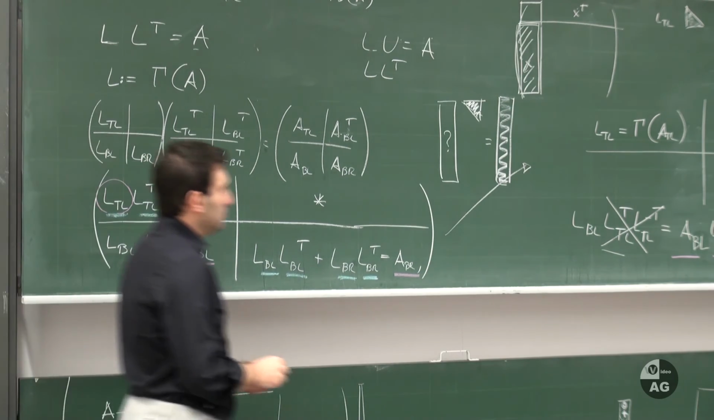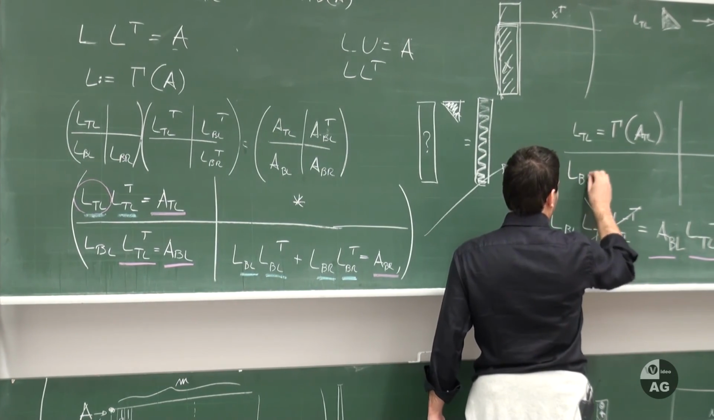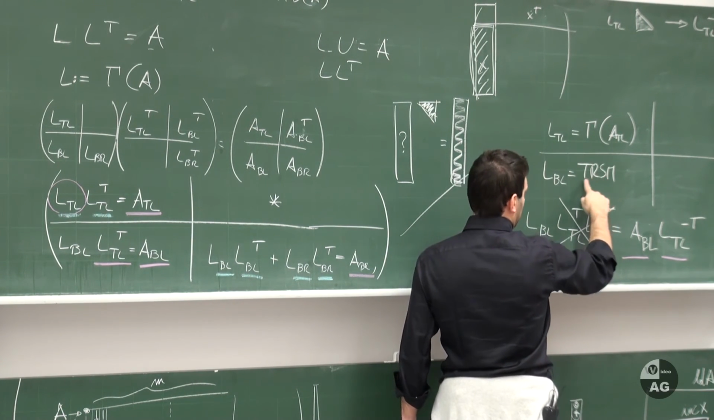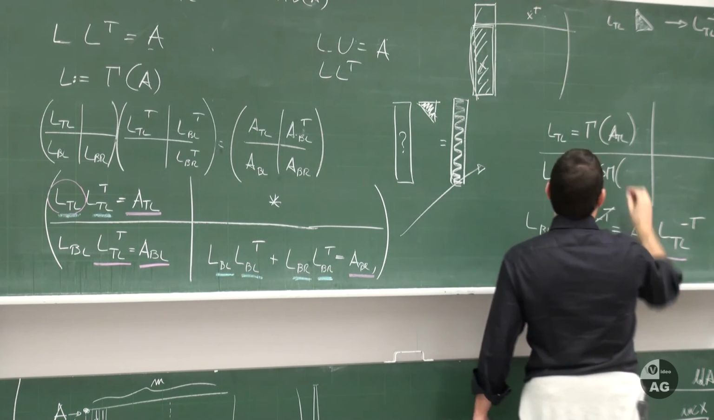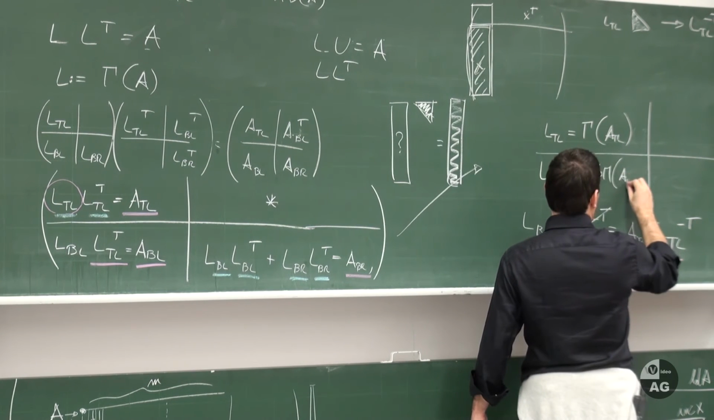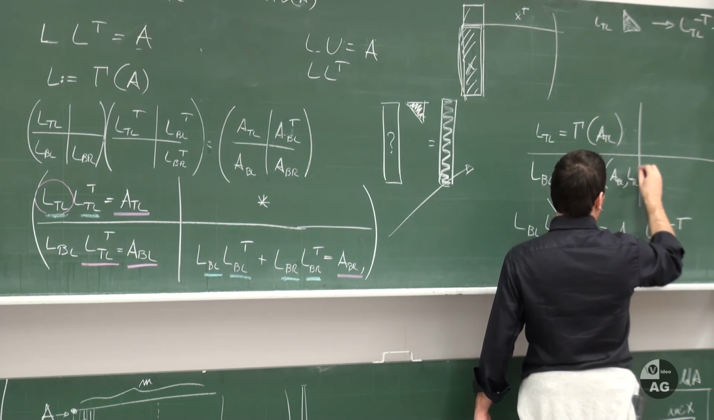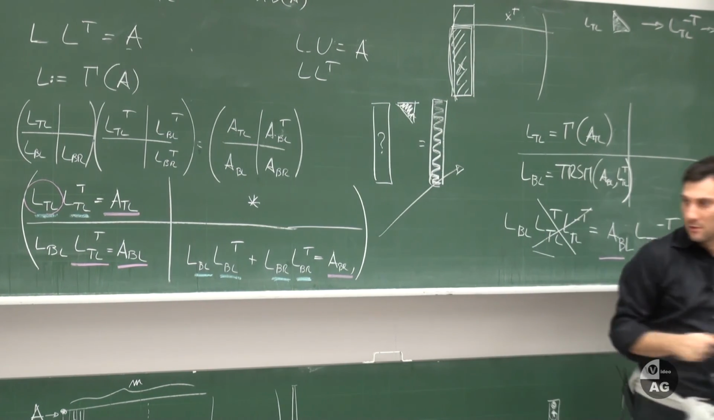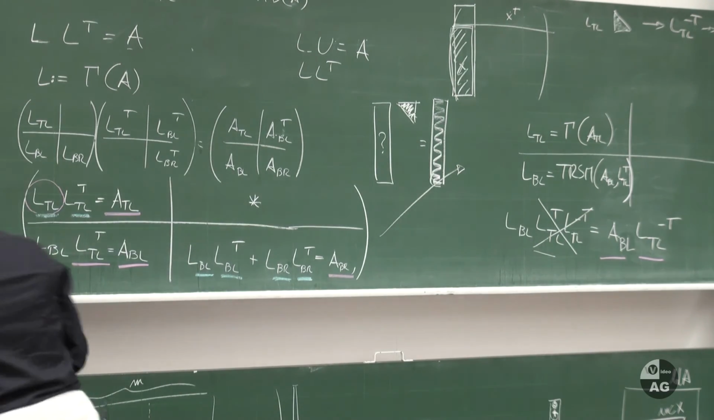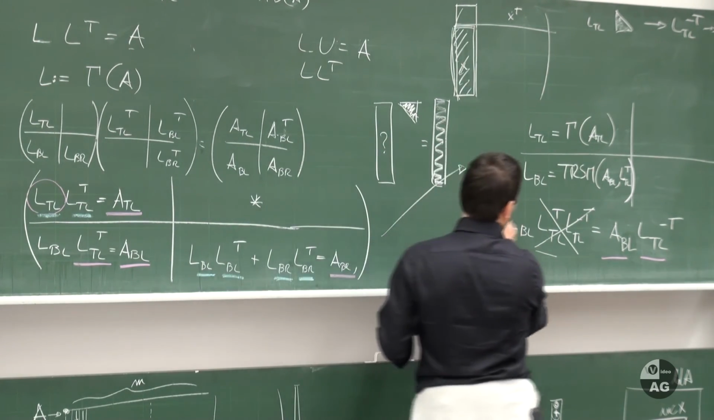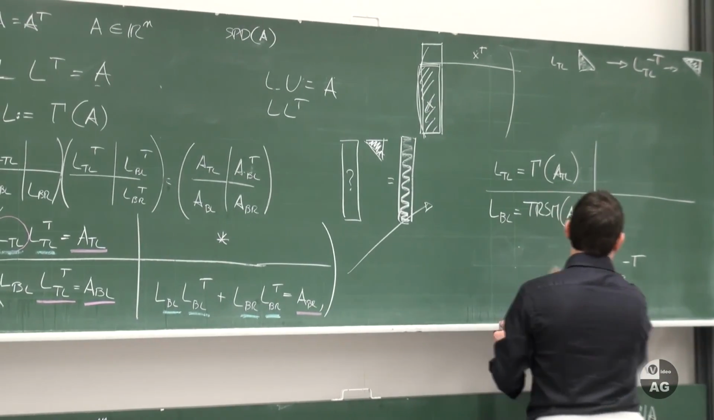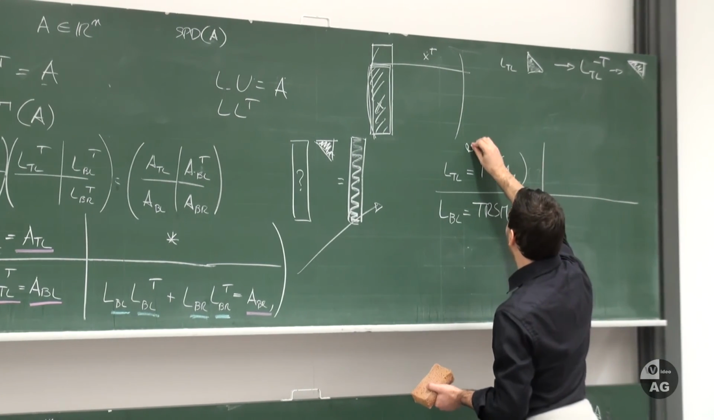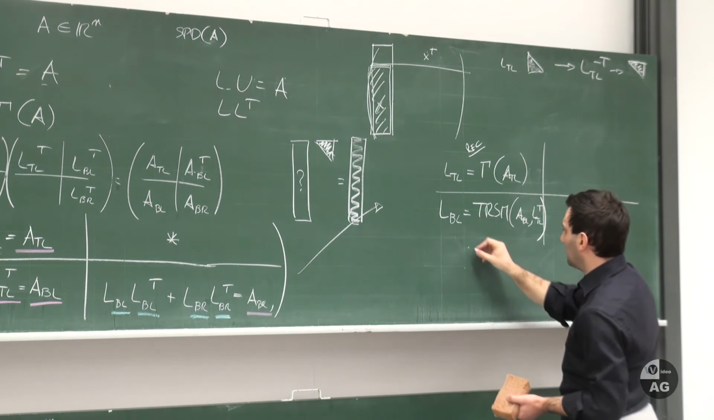So this is nothing more than a triangular solve. In other words, L bottom left is a TRSM, triangular solve with multiple right-hand sides. What are the inputs? A bottom left and L top left transpose. Here it is, pattern matching. Let's delete. So we have a recursive call to Cholesky. We have a BLAS tree.